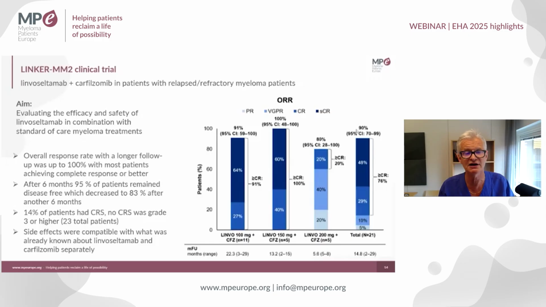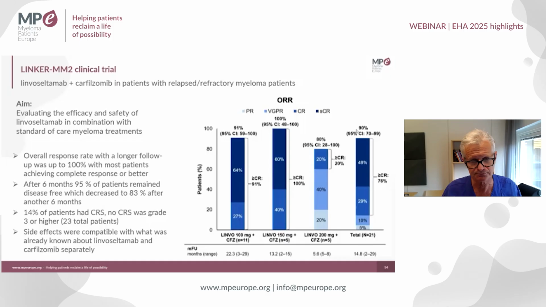This is a new bispecific, linvoseltamab, in the LINKER-MM2 trial, just for completion, so that no one wonders why I don't speak about this new one. And as you can see, again, very good overall response rate. That was 100% when they kept on following the patients, and after 6 months 95% of the patients remained disease-free. The proportion of patients that had CRS was very few. So this is something new, perhaps a more tolerable bispecific antibody.